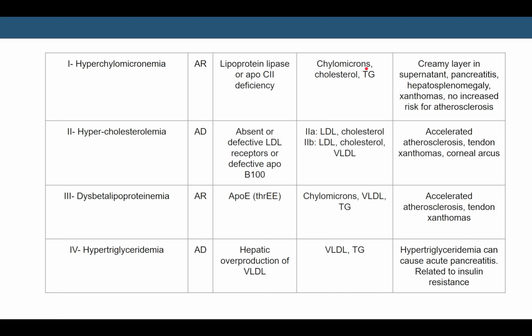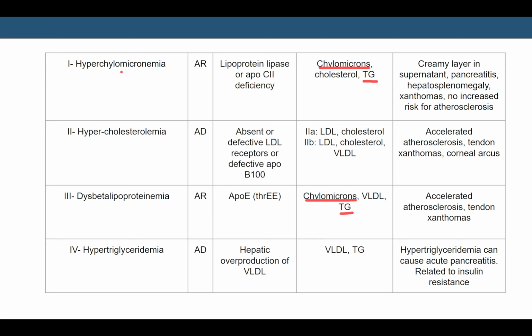And of course, when chylomicrons are increased, there's one thing that's going to be increased with it as well. Whenever chylomicrons are increased, then triglycerides are going to be increased as well. So we have chylomicrons increased and triglycerides are increased as well. This is in type 1 and also in type 3. In this beta lipoproteinemia, chylomicrons are increased and triglycerides are going to be increased as well.